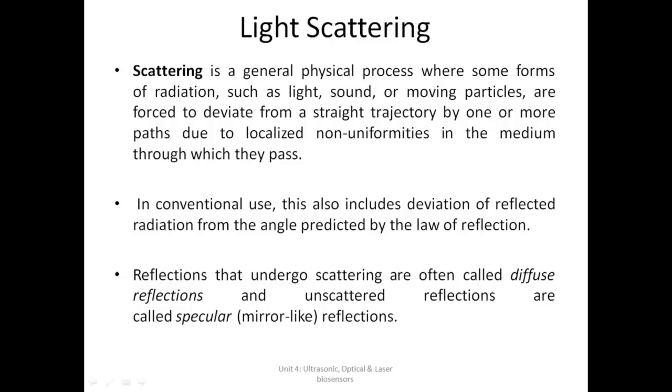So basically, when there is a random change in the trajectory that the light is supposed to follow, due to some non-uniformities present in the medium, it is called scattering. A very common example is plain water. You incident light into it, it will get a little refracted, but it will follow some straight trajectory which it is theoretically supposed to follow.